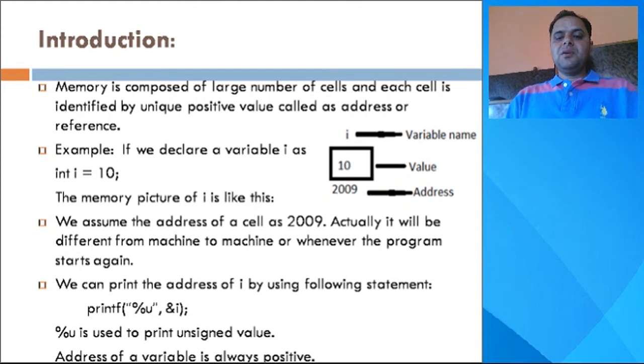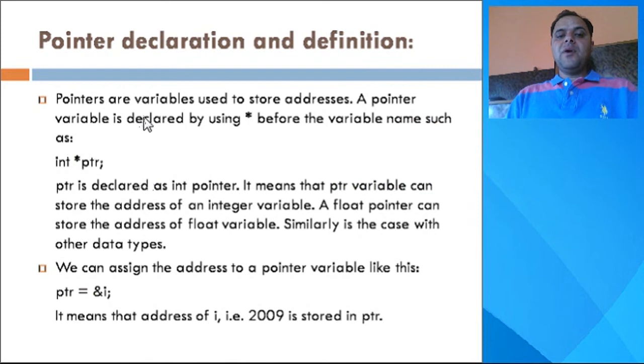So what is a pointer? Pointers are variables used to store addresses. A variable which stores addresses is a pointer. A pointer variable is declared by using a star before the variable name, such as int *ptr. So a variable which has a star before it is a pointer. So ptr is declared as an int pointer.